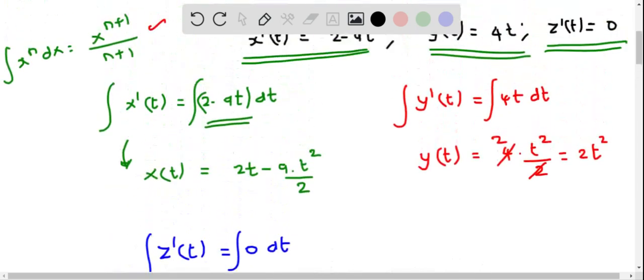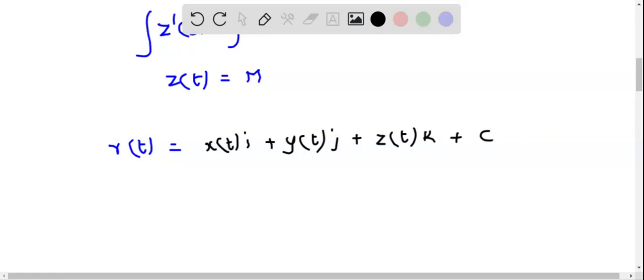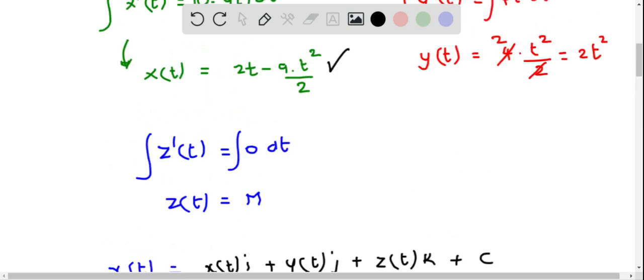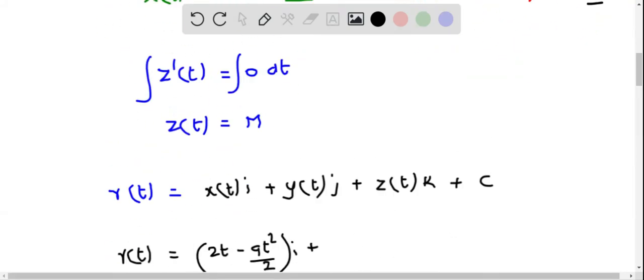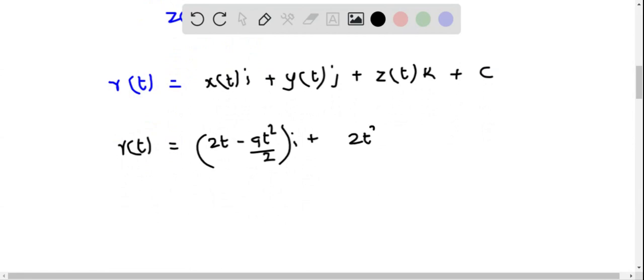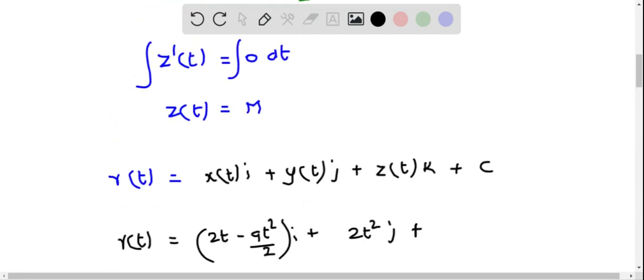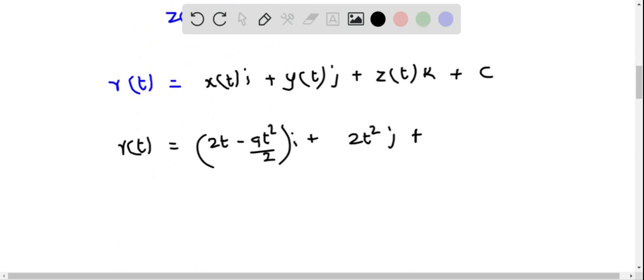So let's replace the value of x of t, which we found here. This is 2t minus 9t squared by 2. So r of t equals (2t minus 9t squared over 2) times i plus y of t, which is basically 2t squared, times j plus z of t, which we found to be another constant. So let's say this is m times k plus c. We can see that m is a constant and c is an integrating constant.